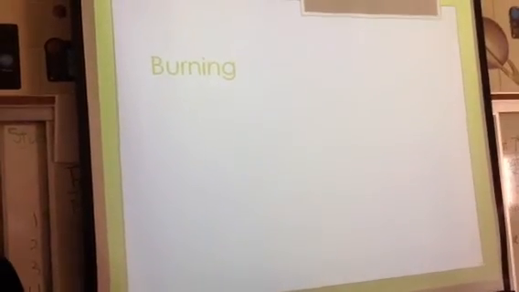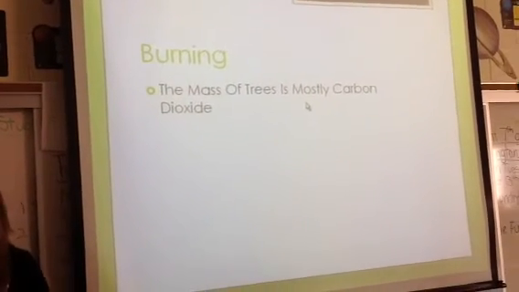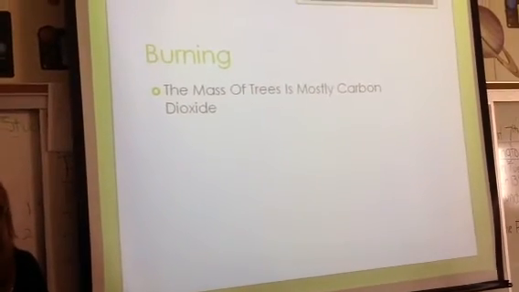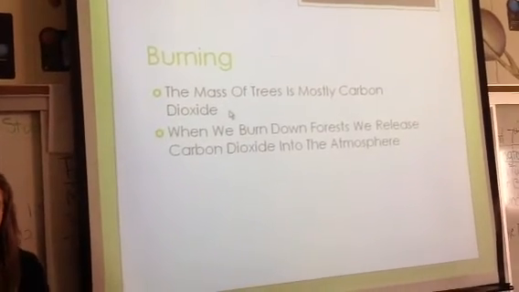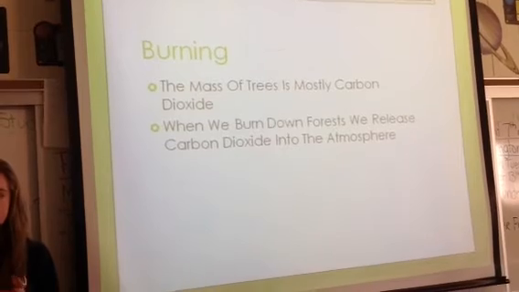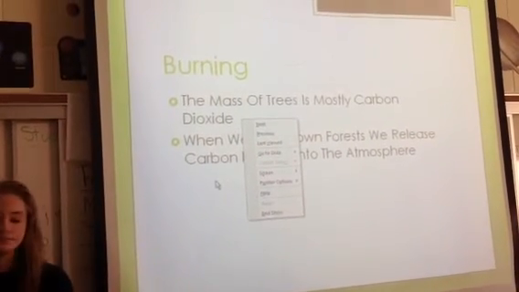Burning. This is the last part. This is a really big one because the mass of trees is mostly carbon. If this was a tree, it's made out of carbon, mostly.